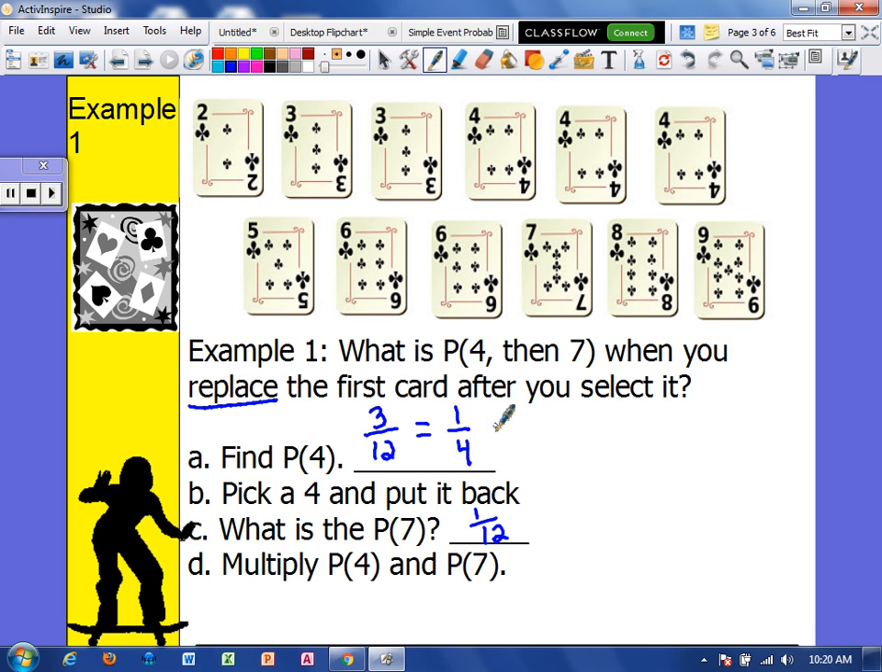And now we've got two different probabilities that we have found. So we've got to find one probability for the entire situation. So we're going to multiply the probabilities together. So the probability of drawing a 4 was 1/4, and the probability of drawing a 7 was 1/12. And remember, when we multiply fractions, multiply the numerators, and then multiply the denominators. So there's a 1 in 48 chance that we would draw a 4 and a 7 afterwards.